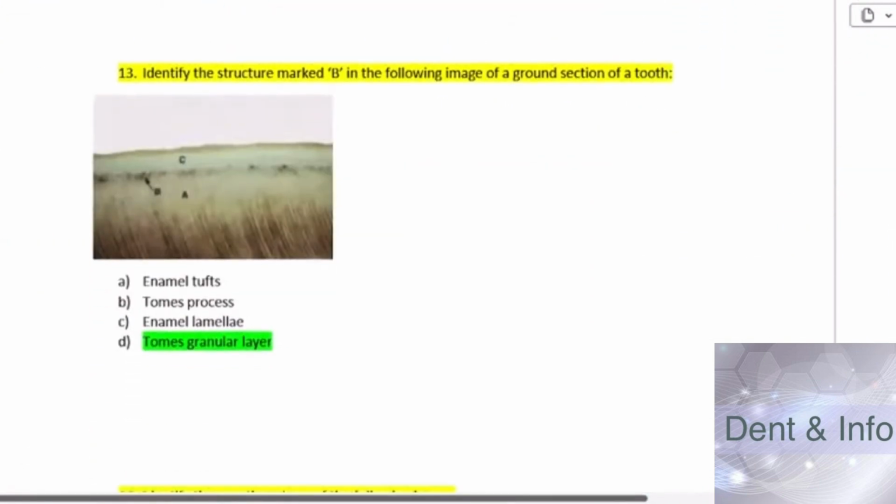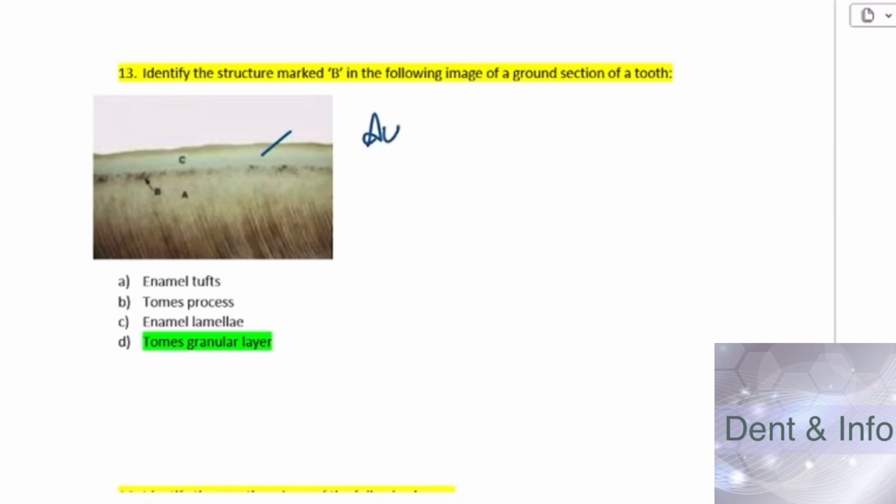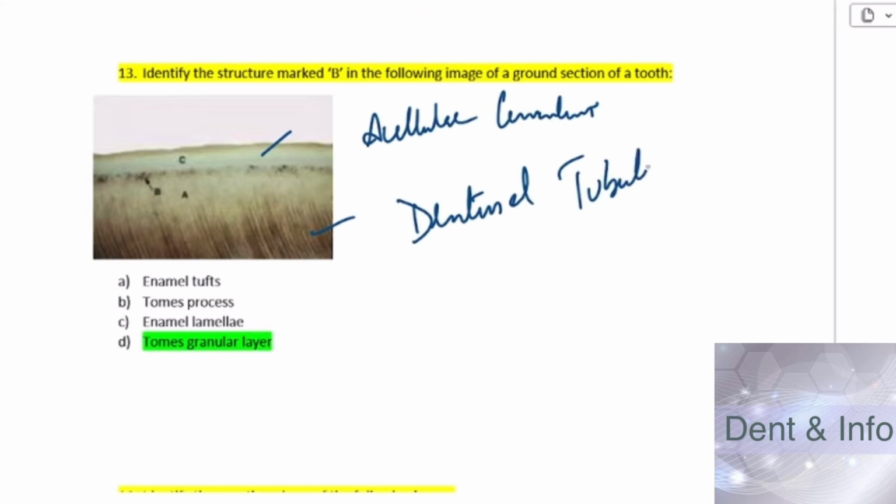Next is identify the structure marked B in the following image of a ground section of the tooth. So here basically C is your acellular cementum, right? A is dentine, as you could make out the dentinal tubules, lots of dentinal tubules. And what is this? These dentinal tubules are ending up with a dotted appearance. This is what they are asking us, B part. Okay, I have just highlighted it.